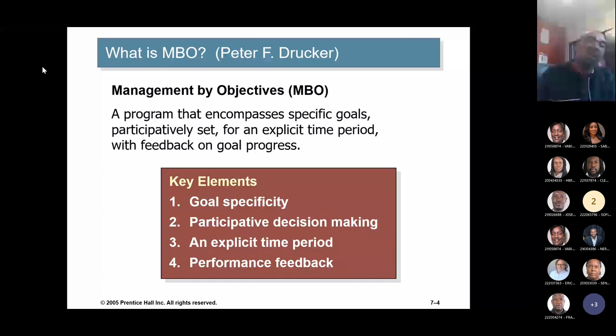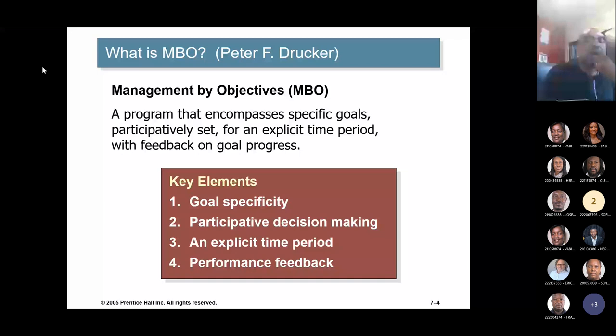MBO simply means a program that encompasses specific goals, participatively set for an explicit time period with feedback on goals. A program that encompasses the specific goals. There must be goal specificity so that we know exactly what the goal is all about. That is the emphasis of MBO.